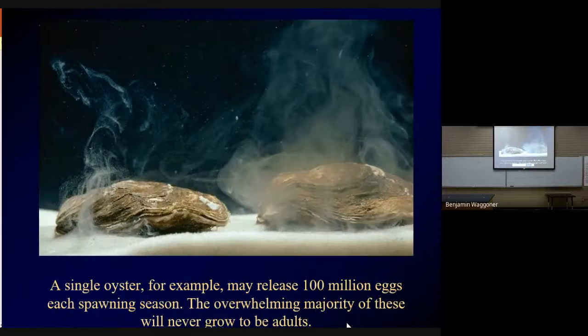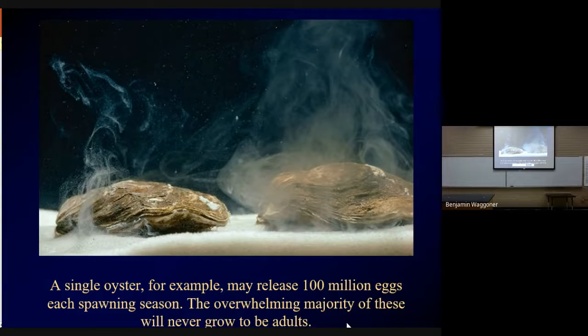Okay, thank you. Right. So here's a couple of oysters doing the nasty, firing off big clouds of eggs and sperm in summertime when the tide is low and the moon is full. I think that's eggs on the left and sperm on the right. And a single oyster may release 100 million eggs every season.